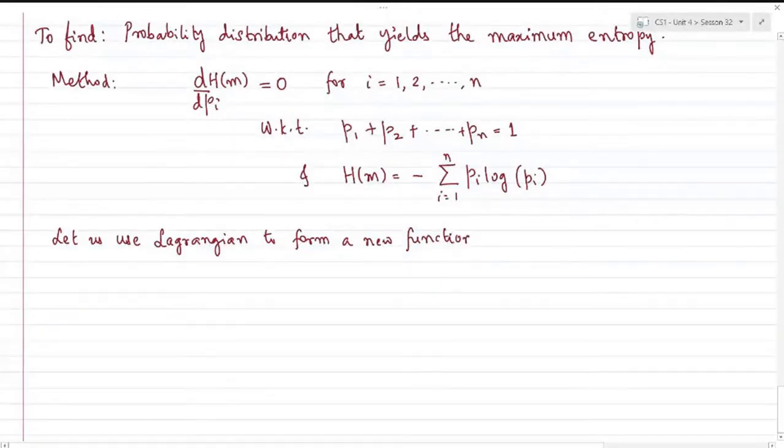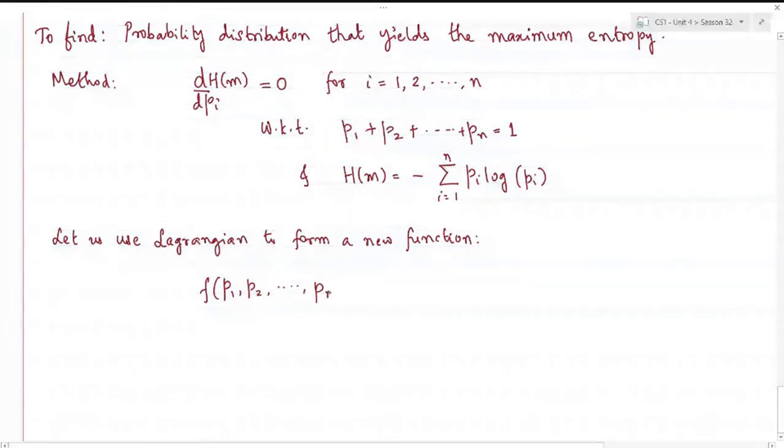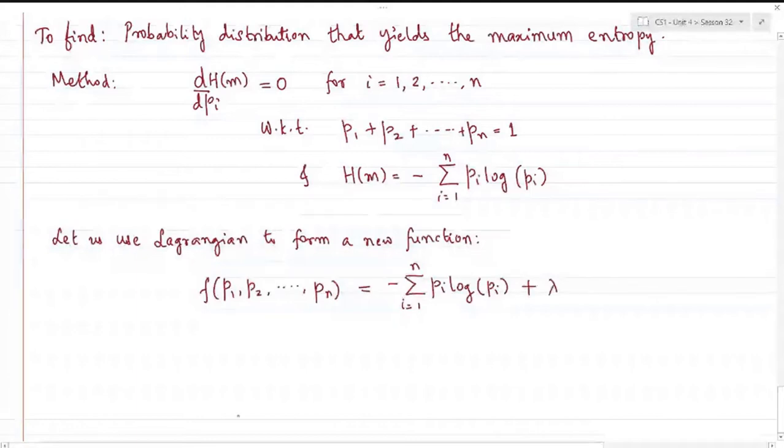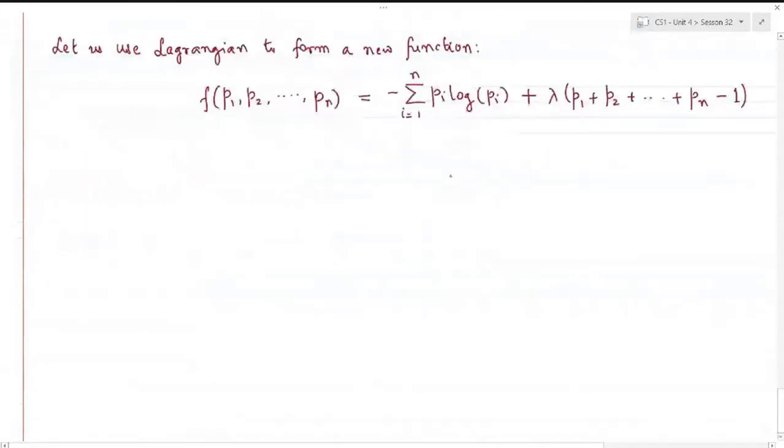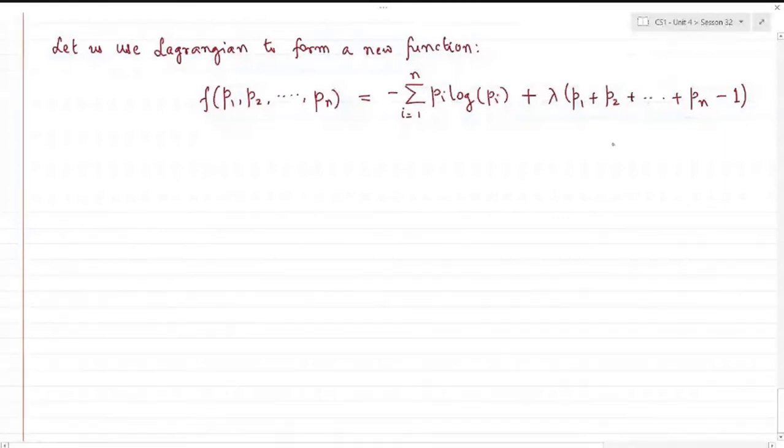To form a new function, which is a function of all the pi's. This gives us a new function which is nothing but H(m) itself, minus summation i equals 1 to n of pi log pi, plus the Lagrangian factor or Lagrangian constant lambda times (p1 plus p2 up to pn minus 1). You'll see the importance of defining a new function in this manner, where obviously this term will die down to 0 if there is no mismatch in the sum of these probabilities to 1. If the sum is say around 0.9999, then 0.9999 minus 1 would be the error involved in the function that we have defined.